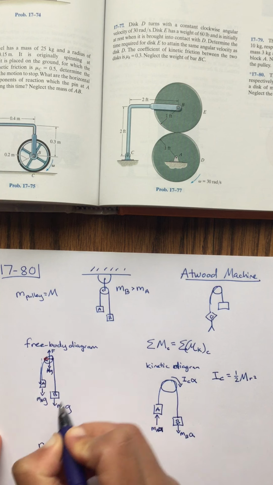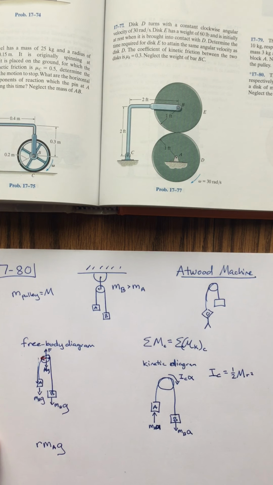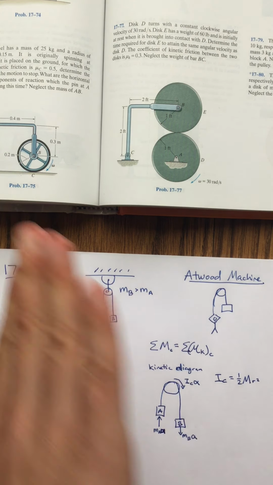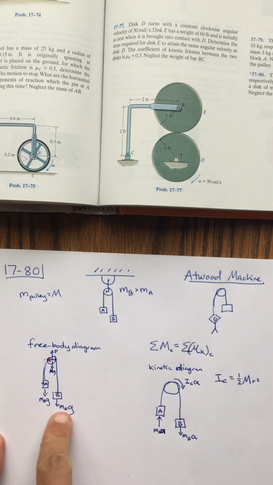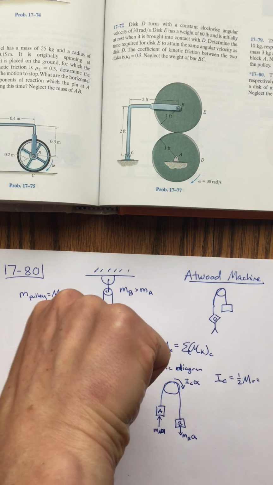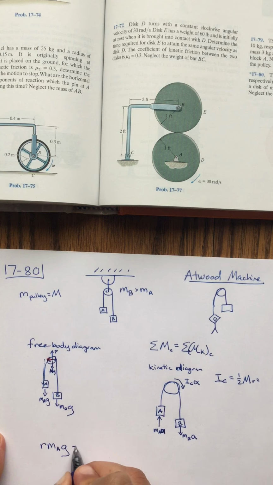When I go from here to here, for the force of gravity acting on point B, that's the same distance, r cross the force of gravity acting on point B, that's going to give you something pointed in the negative direction.